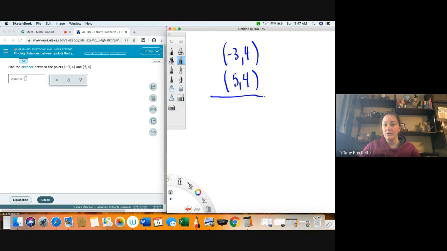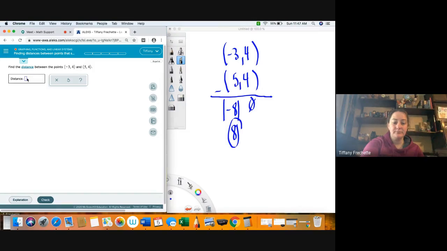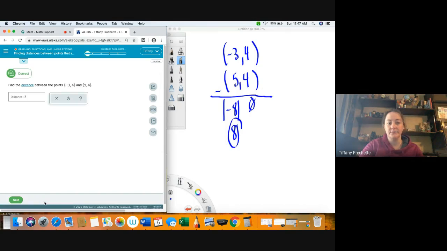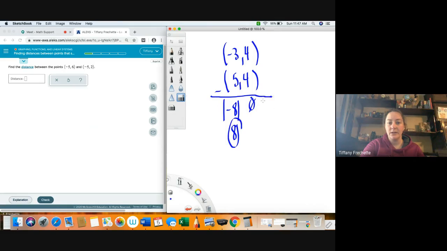So we have -3 minus 5, and I end up with -8. Remember, I want the absolute value of that number, so just 8. If we look at these two, they match. So 4 minus 4, I get 0. Every time they match, we should be getting 0 because we're subtracting. So the distance is 8. Check. Yay. We're going to do a couple more of these.